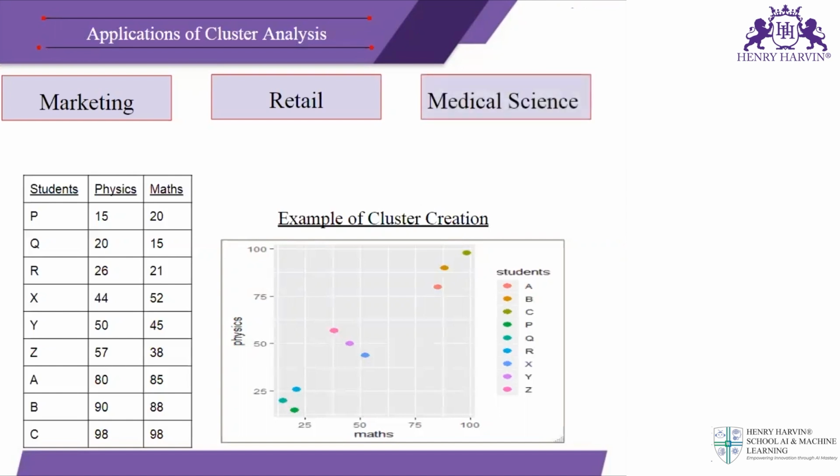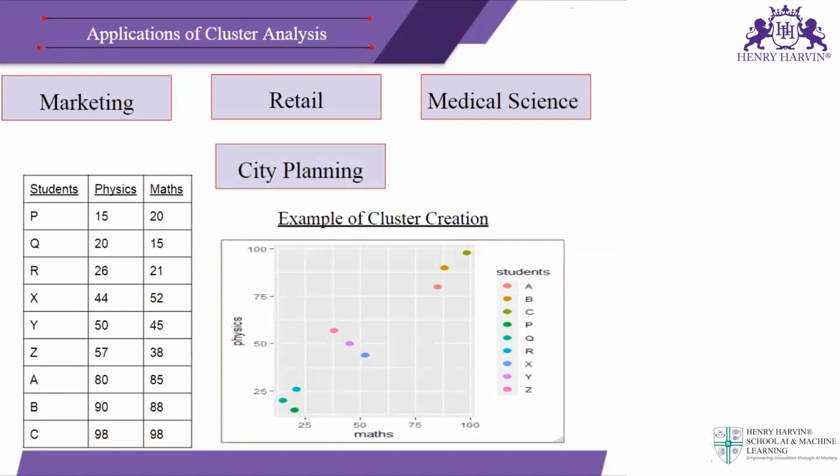Then there is medical science. Medical science uses cluster analysis to facilitate efficient diagnosis or treatment of patients. You can see whenever we go to a hospital, for a particular kind of treatment, they have different floors. So they have grouped different treatments together on different floors. So this is how cluster analysis can be done for medical sciences.